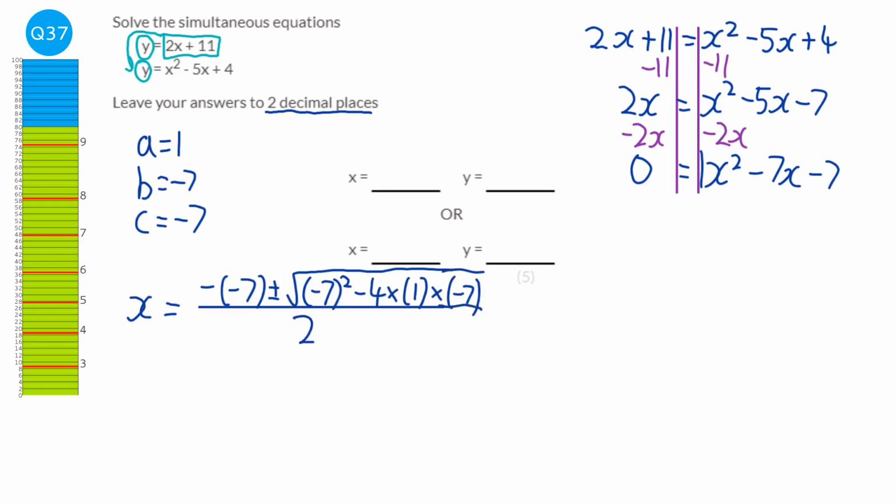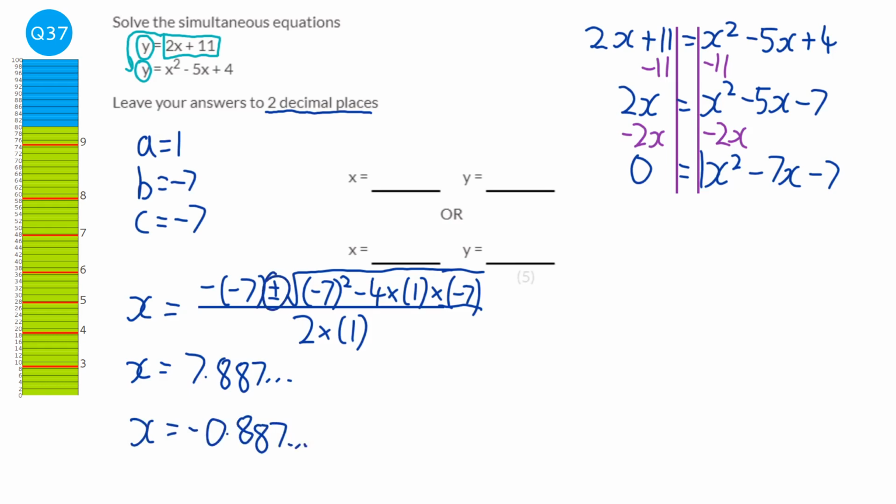Oh, and all of that over 2a, so 2 times 1. And when you do that with a plus in that bit there on the calculator, we get the answer of 7.887 blah blah blah. When you do it with a minus, you get the answer of minus 0.887. And don't rewrite the whole formula when you change from plus to minus. Just use the calculator function to go back to this sign and just delete it and change it to a minus. But when we solve, we've got to find out the x and the y values.